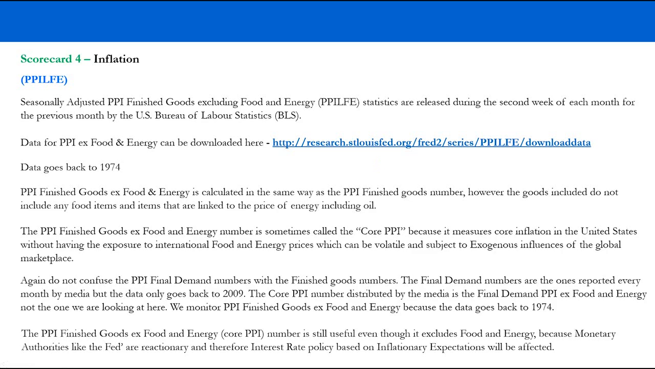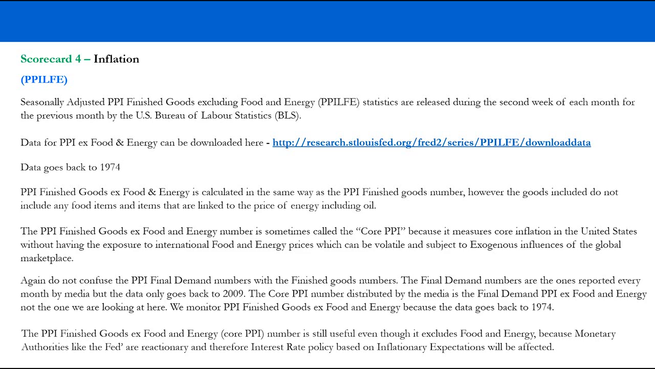The data goes back to 1974, so not quite as far back as the stats including food and energy, but it's still a pretty significant data set. And it's calculated in exactly the same way as the PPI finished goods number including food and energy. However, the goods included in the set do not include any food items and items that are linked to the price of energy, including oil.